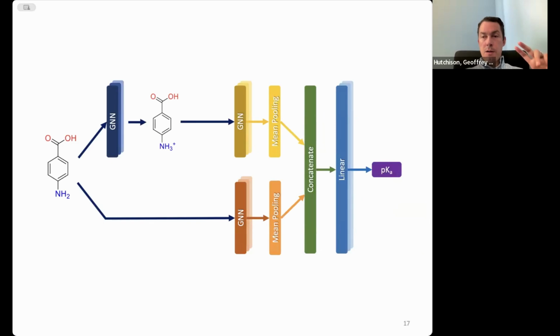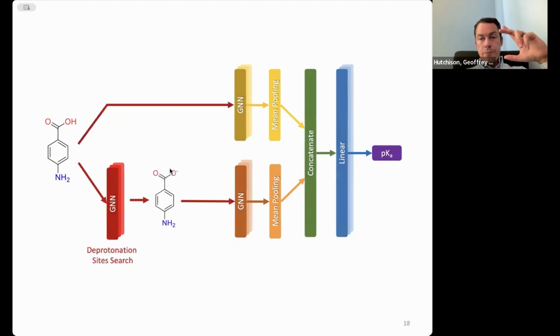Importantly, our overall model includes two paths, right? So the first path is for the protonated states. So we use the protonation site model and say, oh, look, we think this amine might be protonated. We're going to feed that into one path. And then for the deprotonated site search, we deprotonate the carboxylic acid and we feed that into the other. And so the model actually includes both pathways in the overall micro pKa prediction model.